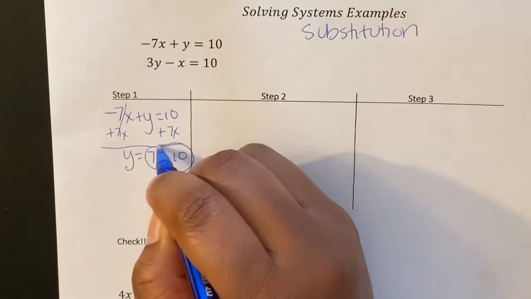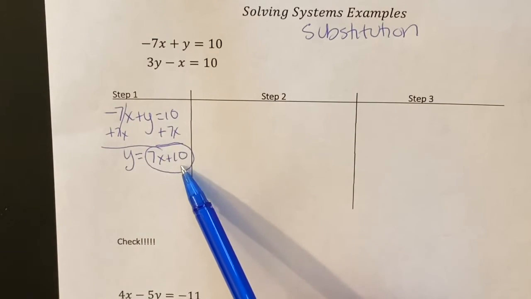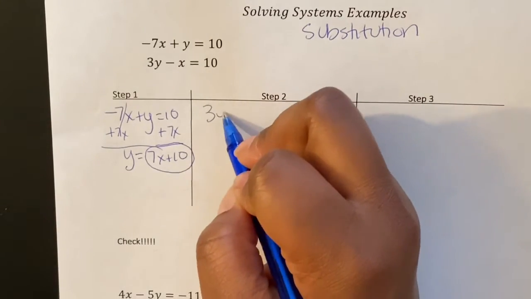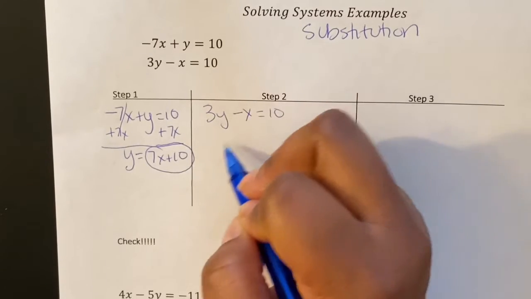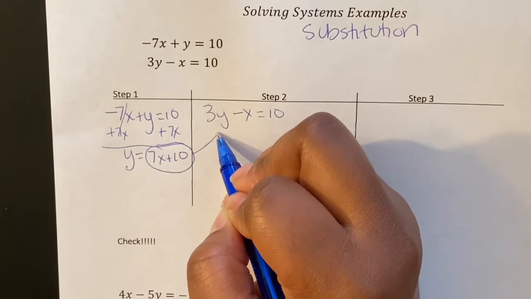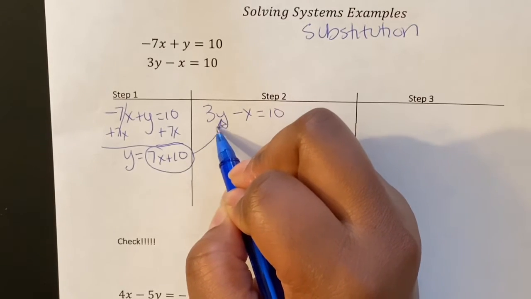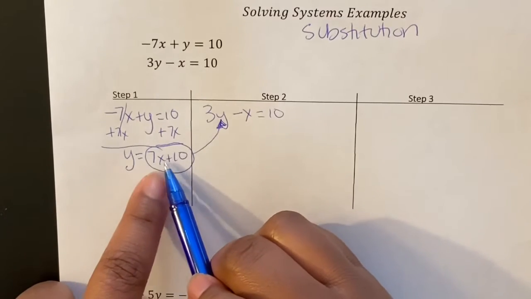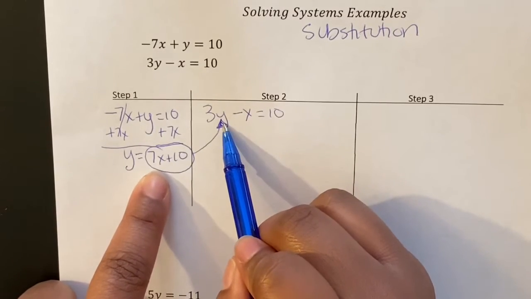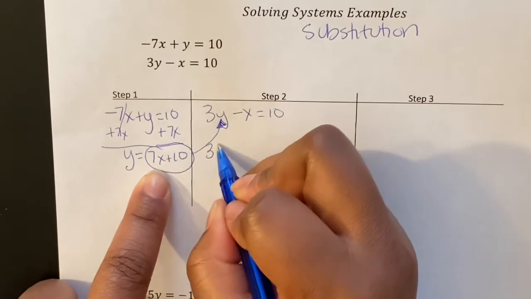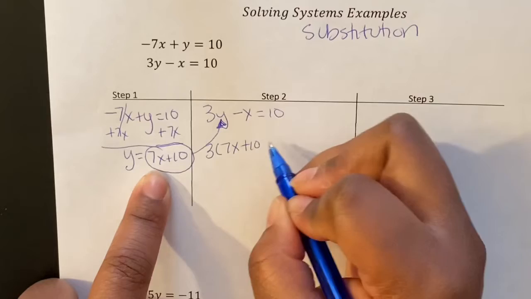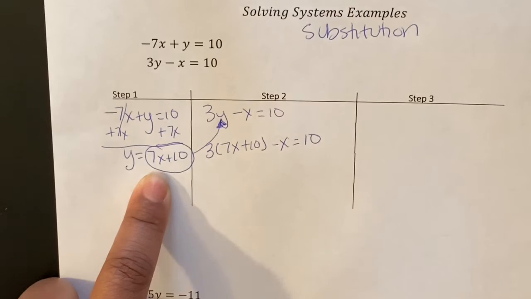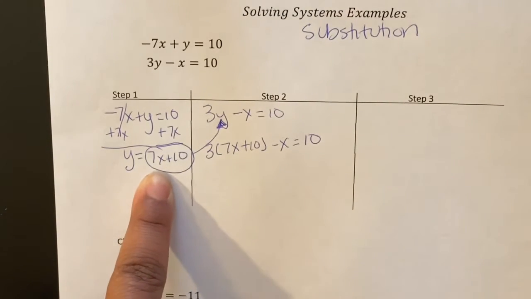Now, step 2 says, now plug in this equation you solved for y. Plug that into the other equation. So if I have 3y minus x equals 10, I'm going to take this 7x plus 10 and plug it into y. Because y equals this. Y and this are the same thing. So if I see 7x plus 10, I can substitute that in for y. So now it becomes 3 times 7x plus 10 minus x equals 10. All I did was plug that 7x plus 10 in. Okay.